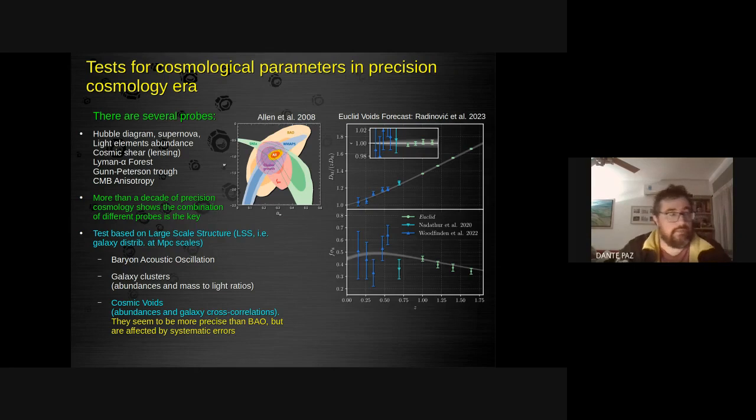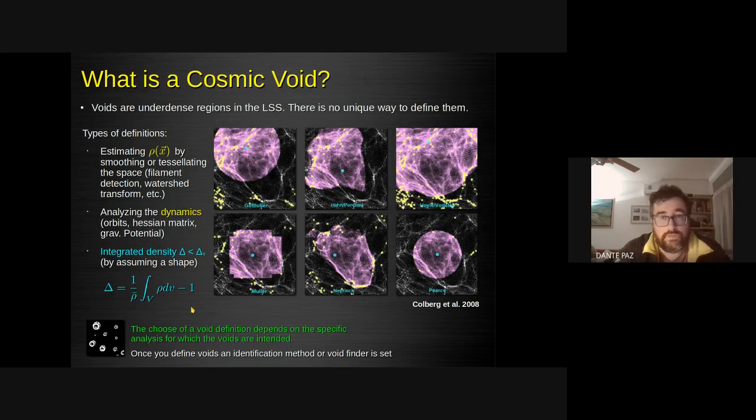So this plot here that I'm showing you, of Allen et al., I think illustrates one of the reasons for the precision cosmology era. The precision comes not only from larger than ever data sets, but also from the joint analysis using different sources of information. I make a list here. What I'm going to focus on in this talk is the exploitation of the galaxy distribution, and in particular, the use of cosmic voids as cosmological probes.